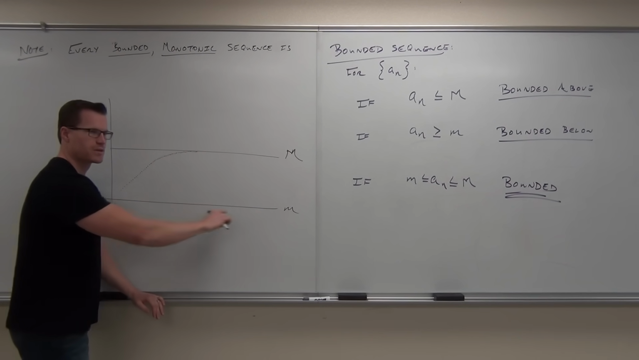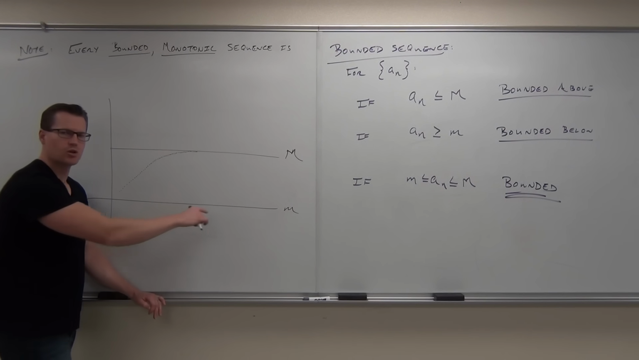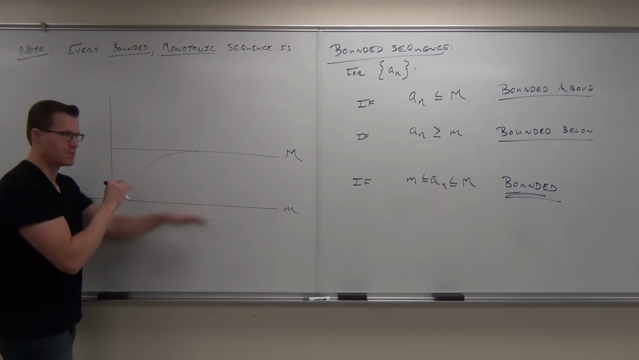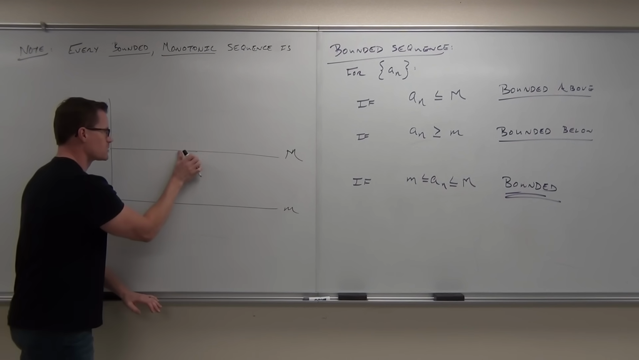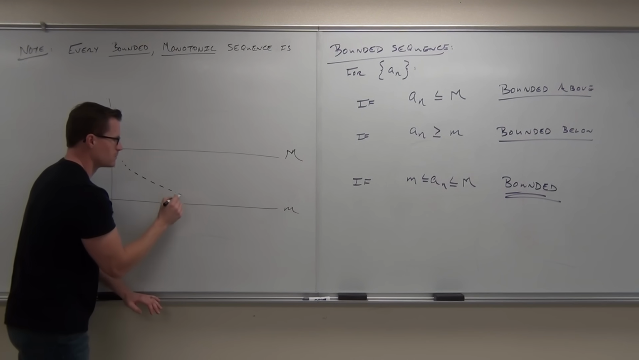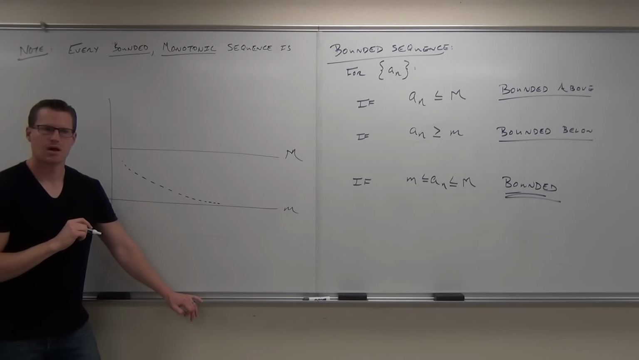Actually, we don't even care about this one because it's monotonically increasing. It doesn't even matter that it has a lower bound here. So I'll say a couple things. Every monotonically increasing sequence that's bounded above is going to converge. Every monotonically decreasing sequence that's bounded below is going to converge. Does that make sense to you? That's why this is here.